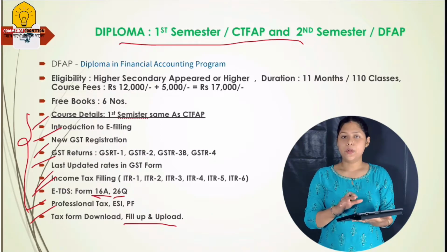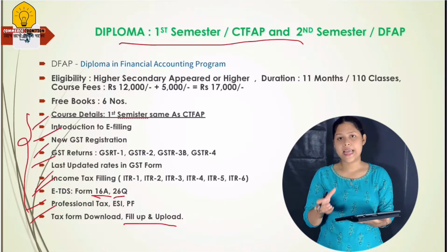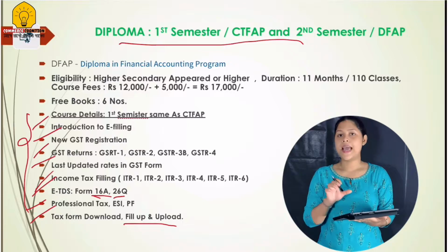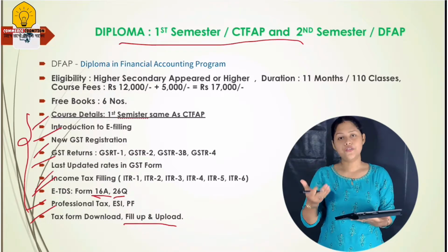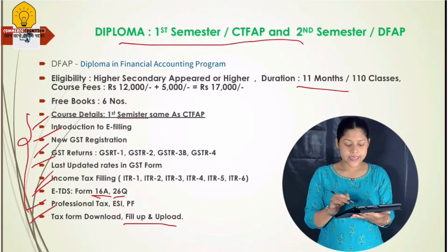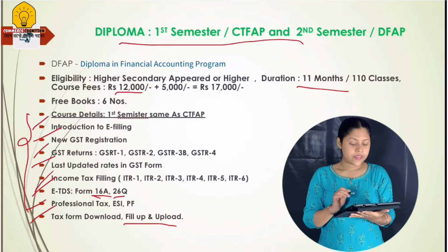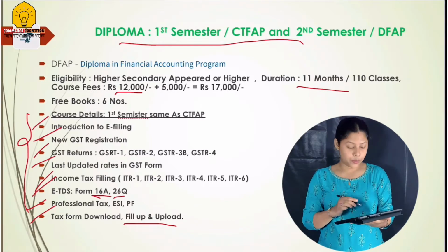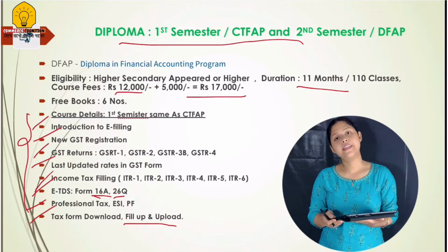So in the Diploma course, the basics of Tally and the tax filing portion are included, and the eligibility for this course is the same as the previous, that is minimum higher secondary and higher, and the duration is 11 months or 110 classes. The course fee will be 12,000 for the first semester, and an extra 5,000 will be added for the diploma and extra topics. Therefore, the total course fee for the diploma is 17,000.